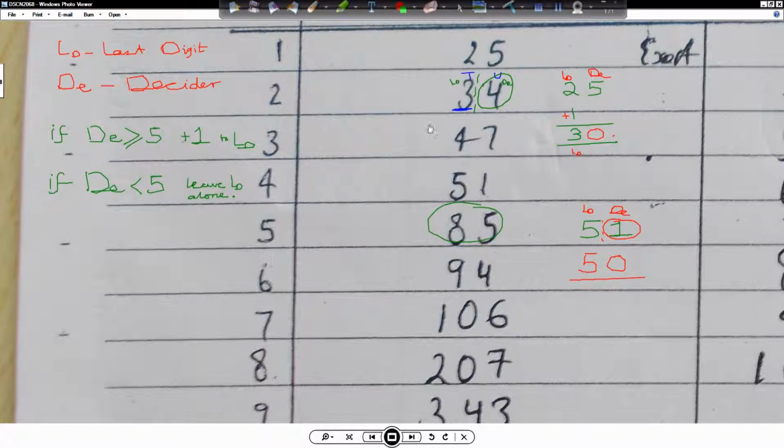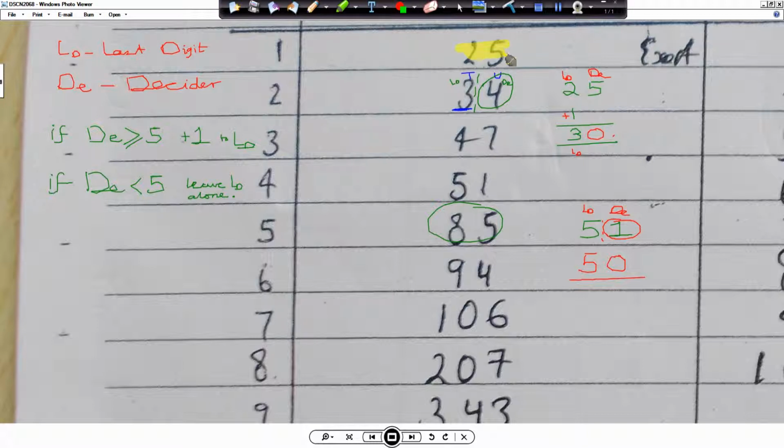Can we do one from this side here? Let me tell you which one I want you to do. Do this one, 25. We've done that one. Okay, let's do this one: 47, 51, 94, 106. We don't need 51 anymore. Let's do those couple of questions right now.